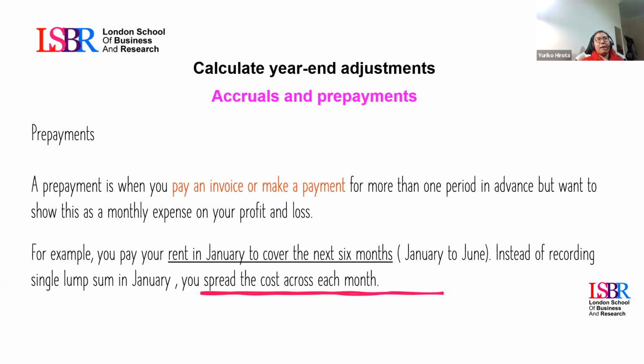Imagine that the company paid the rent of the building, but the company has a lot of liquidity in January, and thought, okay, I'm going to pay the next 6 months of my rent because now I have the capacity to pay. So in this case, we're talking about a prepayment. We can divide the amount of money across different months. Doing that, we are not going to have a huge impact in our financial statements.